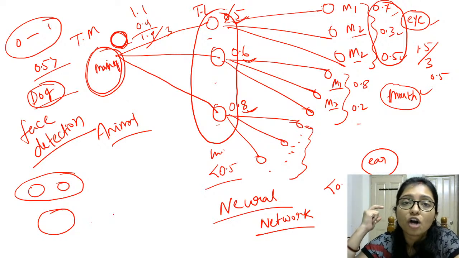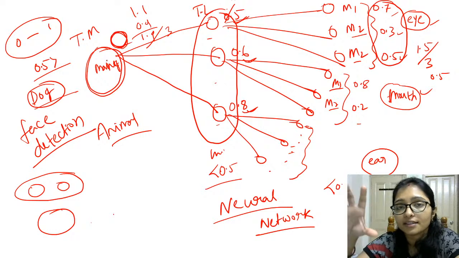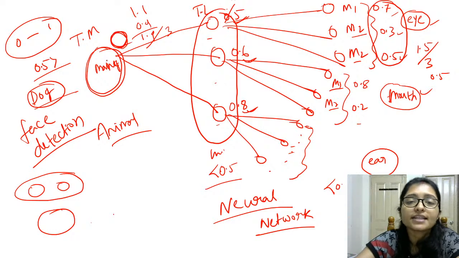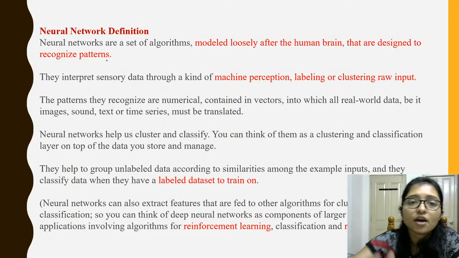We apply the same concept of our neuron, our brain, our neurology, everywhere in the computer science field. That is called the neural network. Okay, so that is the overview.